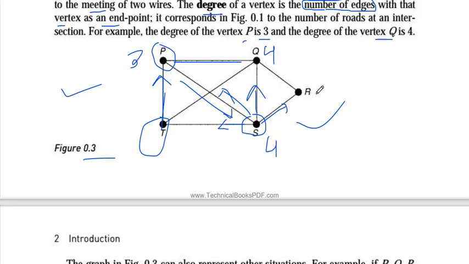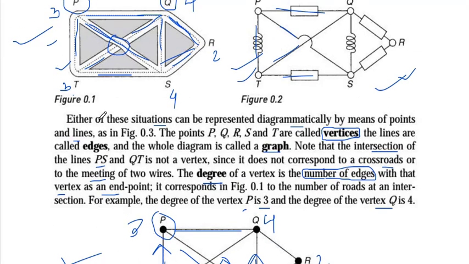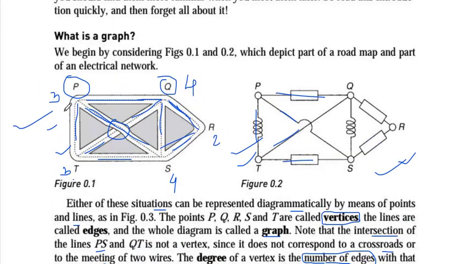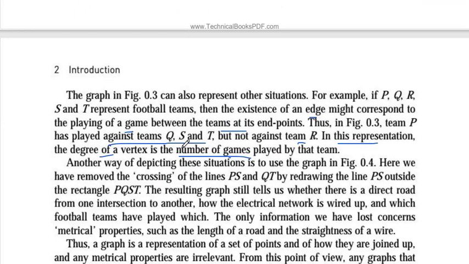S also has a degree of 4. R has played with 2 teams and 3. Here you can see that in all 3 of these graphs the degree of each vertex is the same, and the representation is also the same.